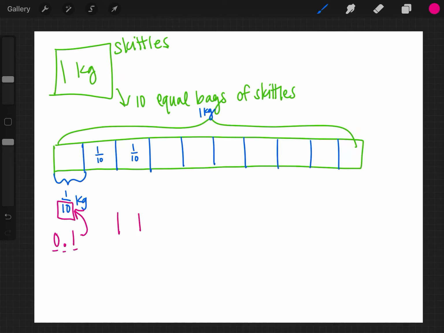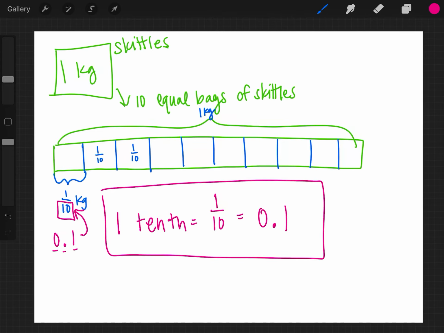So 1/10 here is equal to 1/10, which is equal to 0.1. 1/10 is written in unit form as a decimal fraction and as a decimal number. These are all equal.